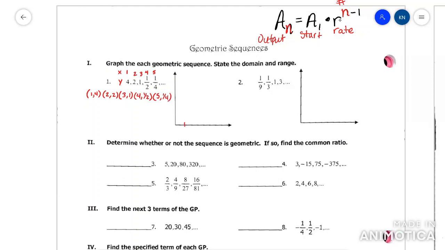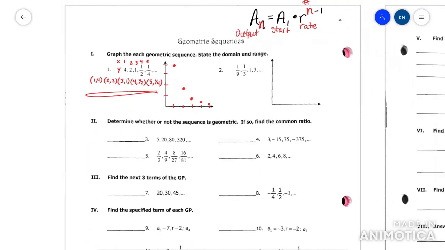Then you're just going to plot them like you would any other x, y coordinates. So 1, 2, 3, 4, 5, and I need all the way up to 4 on my y values. So 1, 2, 3, 4, and just plot the points. So 1, 4 would be here, 2, 2 is here, 3, 1, 4, 1/2, 5, 1/4. It takes the shape of an exponential curve, but you don't connect the dots. It's just a series of points. It's not an actual line. So that's how you would handle number 2 as well.